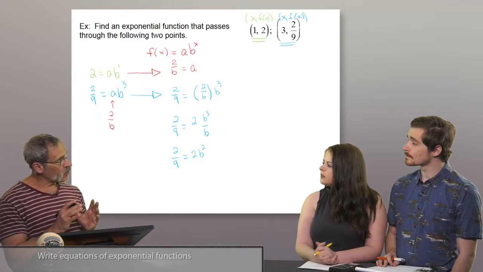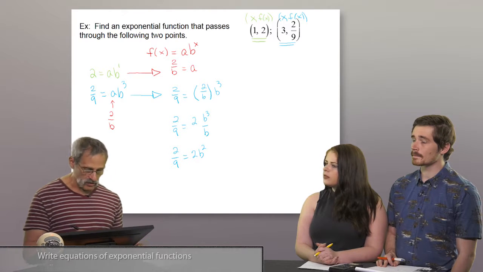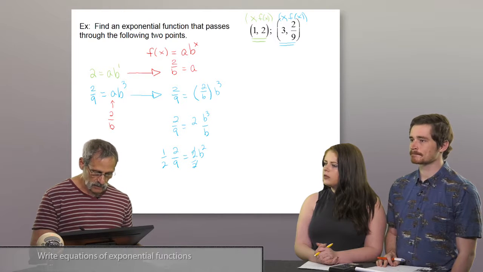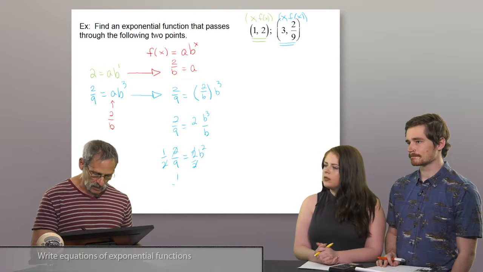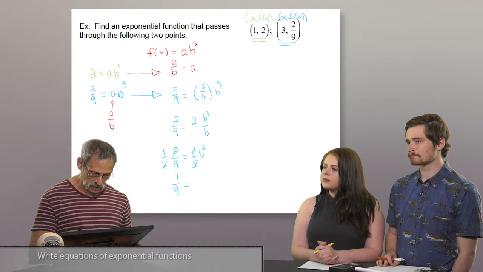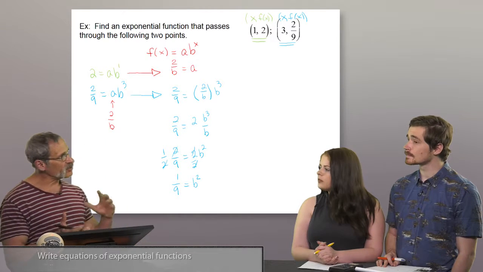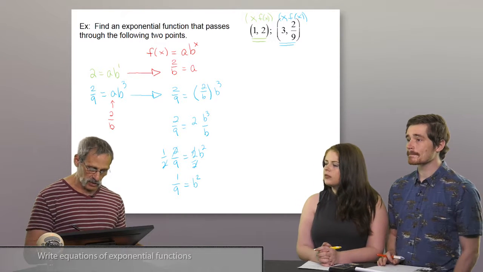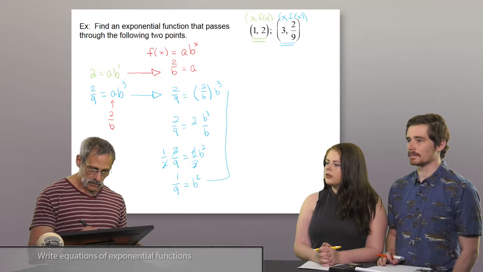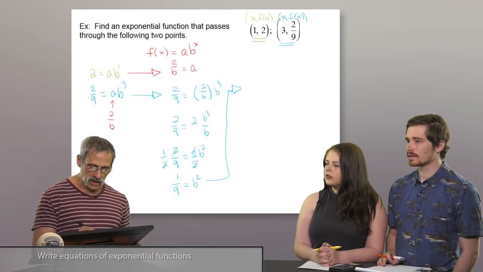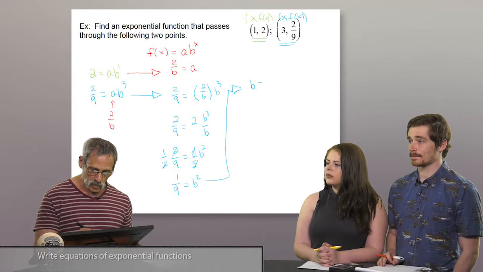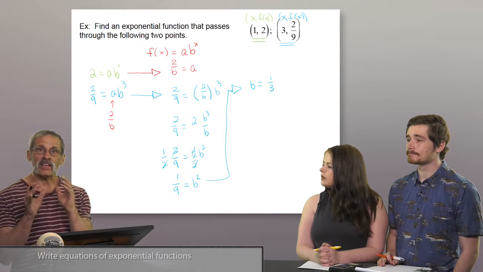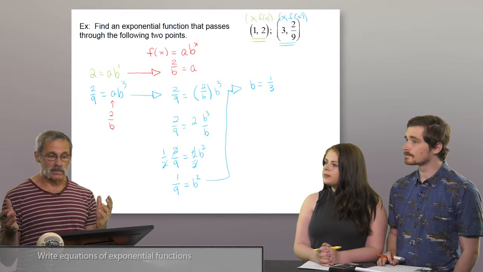So I want to isolate b squared. What will I do to both sides of the equation? Divide by 2. And here the 2's cancel, so I end up with 1/9 is equal to b squared. And if I take the square root of both sides, b would be equal to 1 over the square root of 9. And what is 1 over the square root of 9? 1/3. And notice I'm just taking the principal root, because I know that the base has to be positive and not equal to 1.